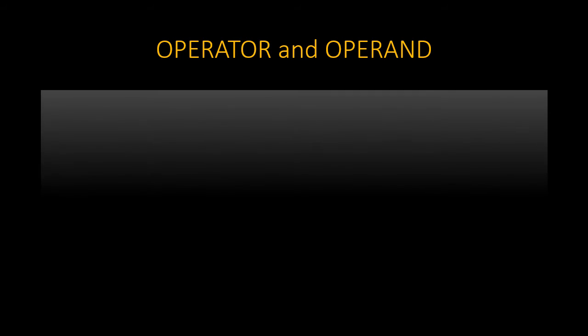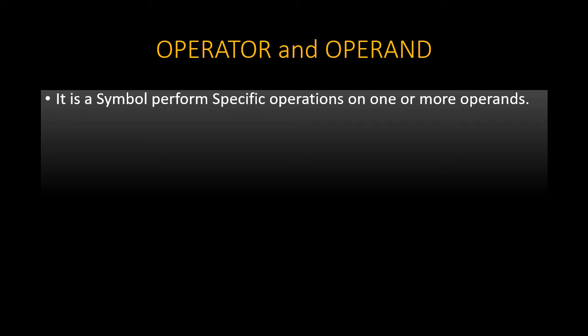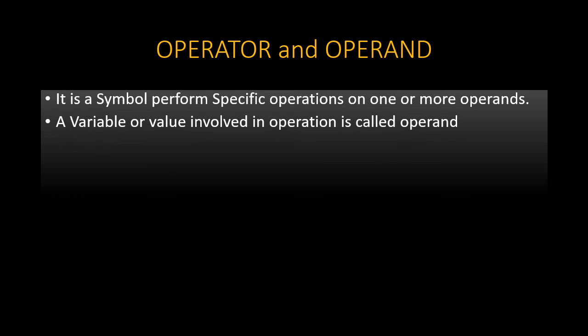So what do you mean by operators and operands? Operators are symbols that perform particular operations on one or more operands. An operand is a value or a variable which is involved in any operation.